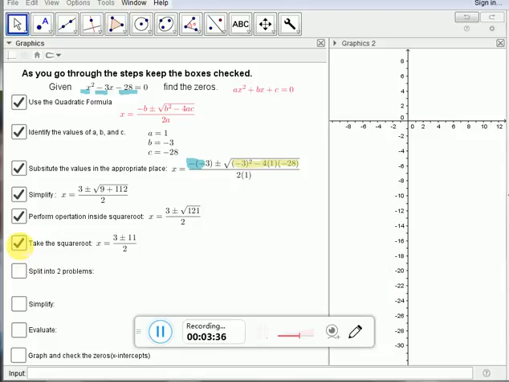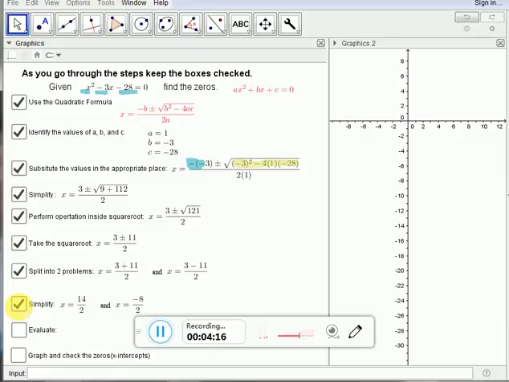In this part, we're having to split the problem into two problems. So why is it split into two? Because of the plus and minus situation. So we end up with x equals 3 plus 11 divided by 2 and 3 minus 11 divided by 2. So we're going to get two separate answers. That means we have two zeros, two solutions, two x-intercepts. So we simplify, and we have 3 plus 11 divided by 2 and 3 minus 11 divided by 2. And these are the two answers that we end up with.